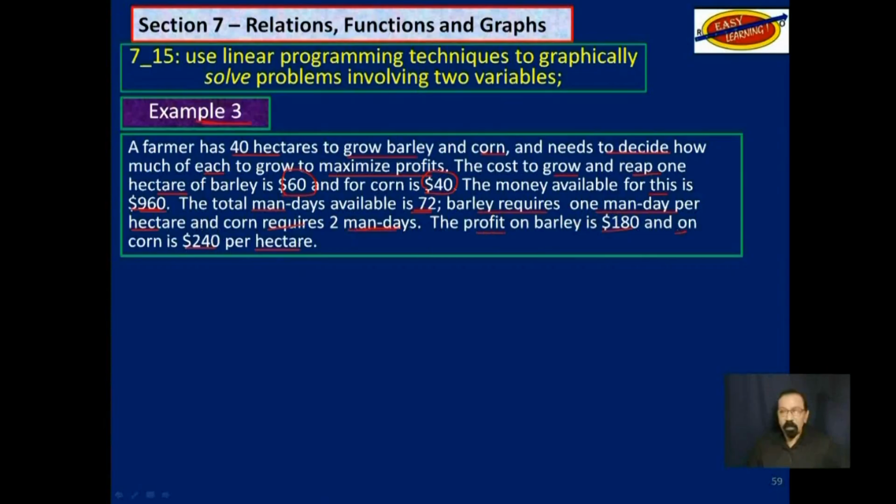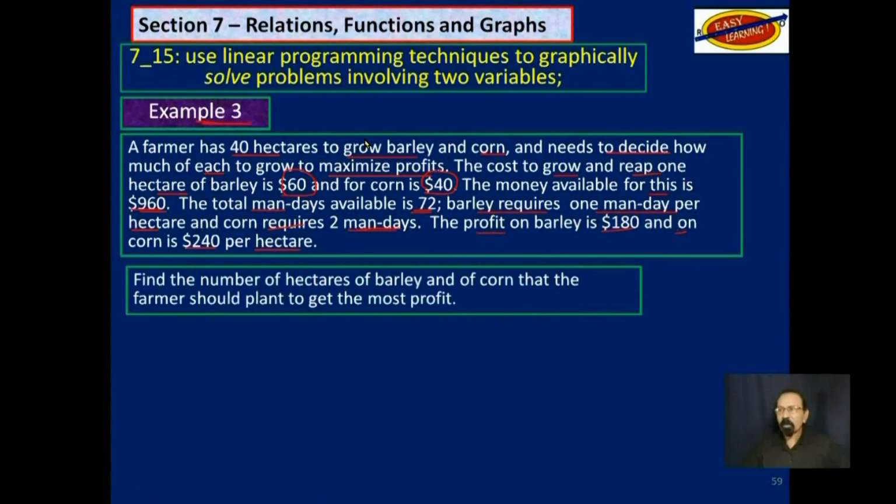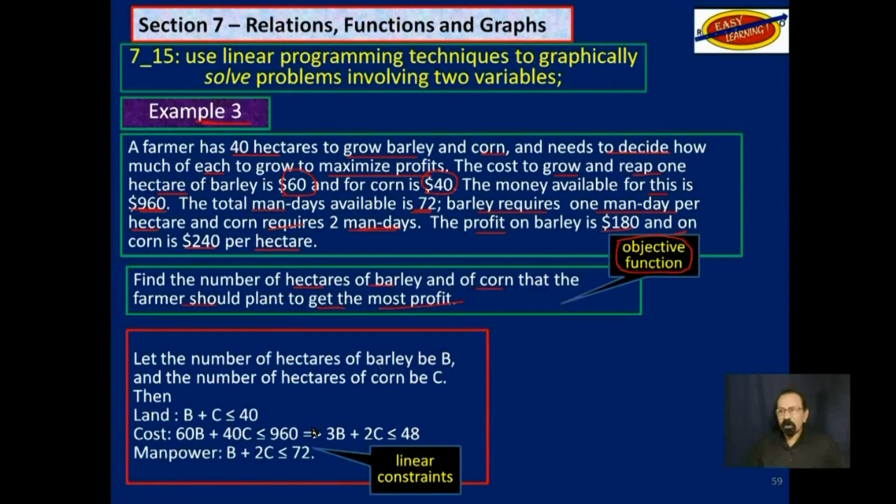I know it looks difficult and complex. Let's take them one step at a time. Find the number of hectares of barley and corn that the farmer should plant to get the most profit. So this is our objective function to get the most profit. And our limitations or linear constraints are how much money is available and, of course, how much land is available.